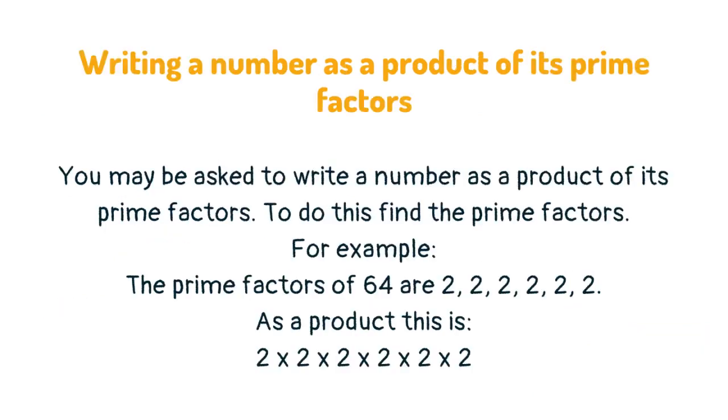You may be asked to write a number as a product of its prime factors. To do this, find the prime factors. For example, the prime factors of 64 are 2, 2, 2, 2, 2, 2. As a product, this is 2 times 2 times 2 times 2 times 2 times 2.